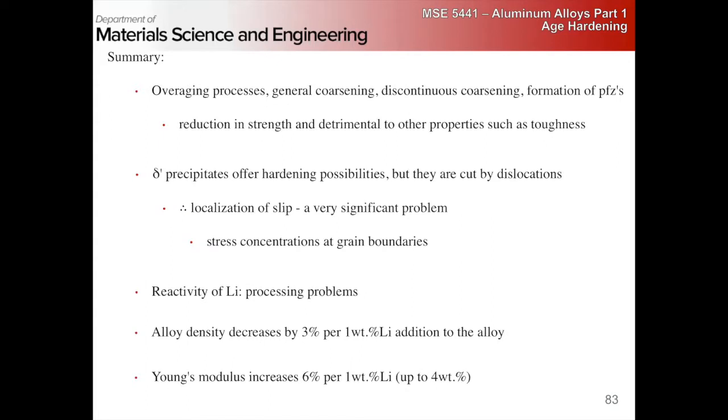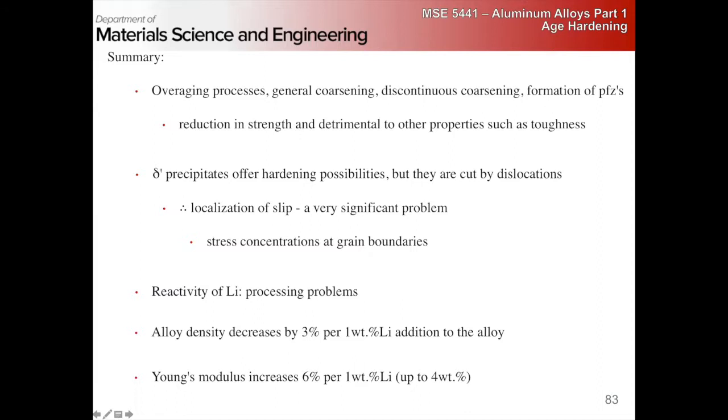Okay. So, in summary, the last slide for today, for aluminum lithium, if we overage, we can form the delta. We have coarsening. They switch to this discontinuous coarsening, formation of precipitate-free zones. So in the overaged state, this is going to give us a big reduction in strength and is detrimental to lots of other properties such as toughness, because the equilibrium delta phase is going to be brittle, right?